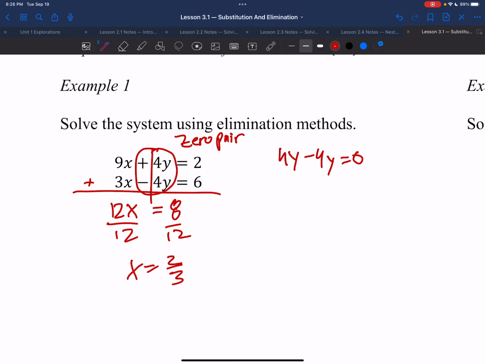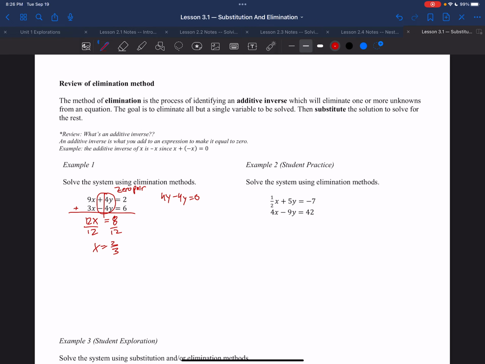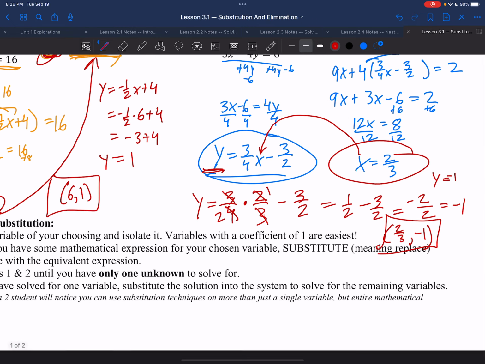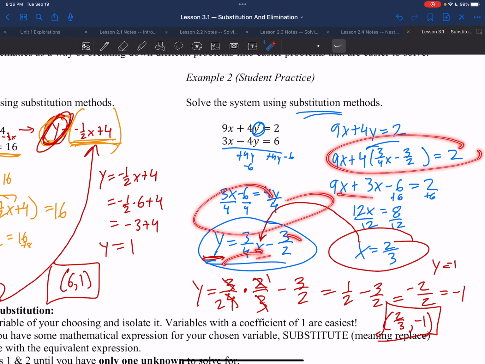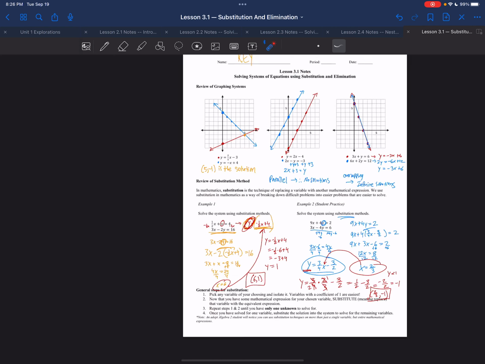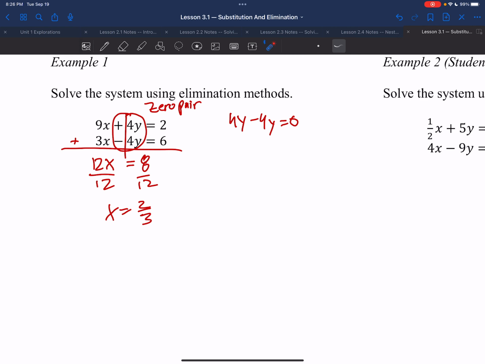Whoa, look at that. Look how much work that was compared to all that. Oh my gosh, having to do this with the fractions and combining the like terms. No. Look how much faster that was. Yeah? So elimination is a useful technique.